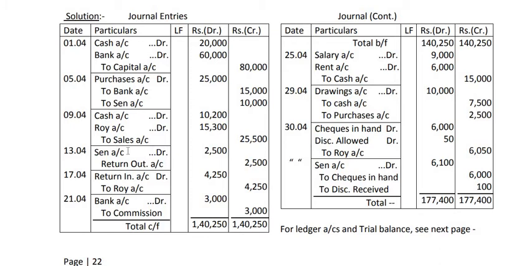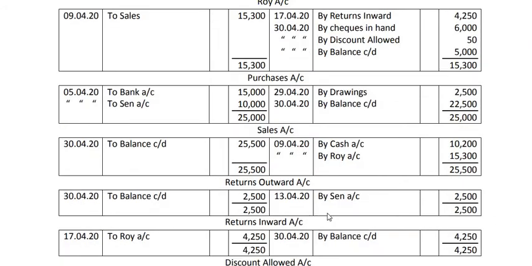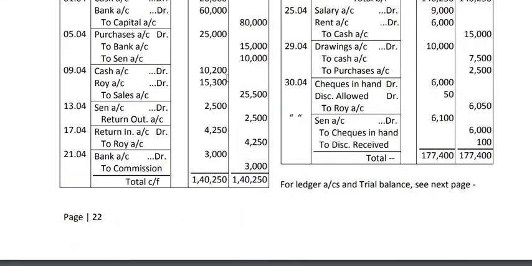In return outward we will write by sales, and in return inward we will write to ROI. See what I have written. In return outward I have written by sales 2,500, and in return inward I have written to ROI 4,250. After writing this entry, we can balance them. Return outward account is showing 2,500 as credit balance, and return inward is showing 4,250 as debit balance. This account has debit balance, return inward, and this account has credit balance, return outward. So this is the posting to return inward and outward account.